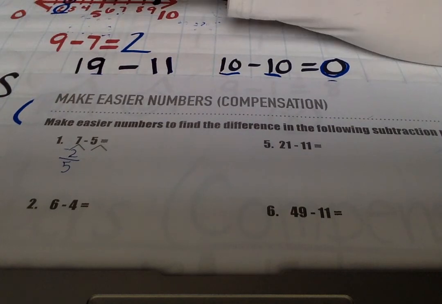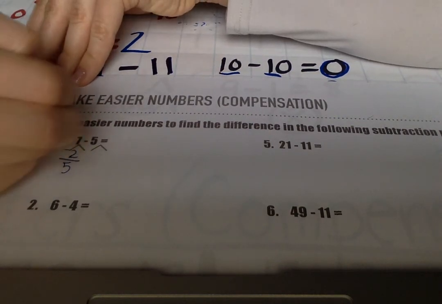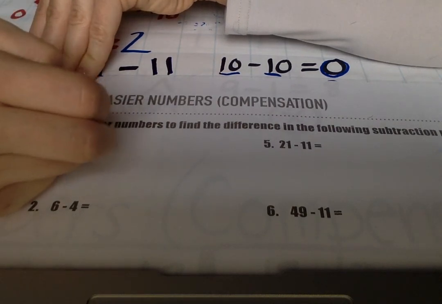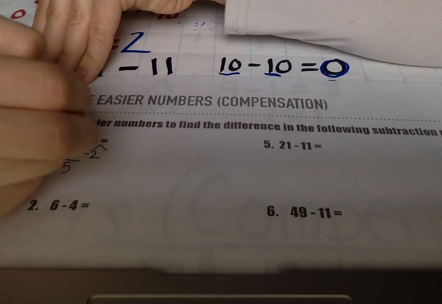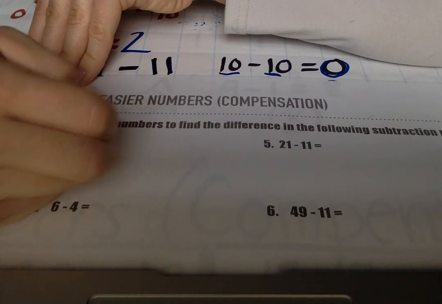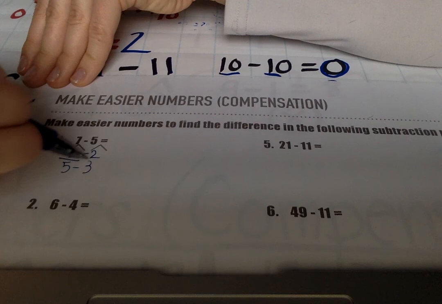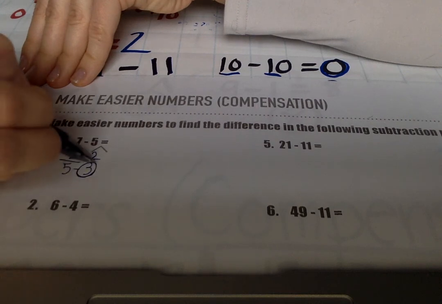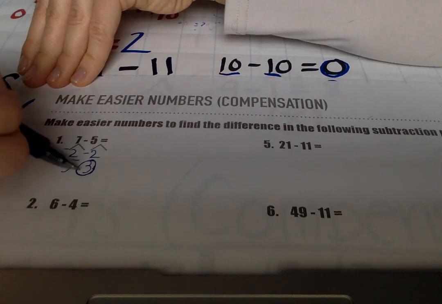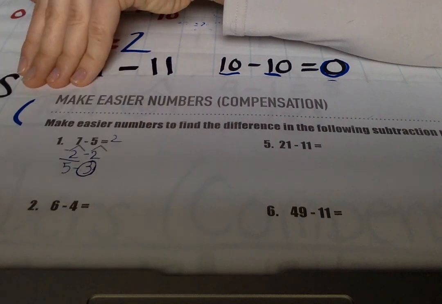But we know that there are a couple different ways that we can compensate for the fact that we took 2 away here. So one way you could compensate is by taking 2 away from this 5 and making this equation 5 minus 3. I also could have done 5 minus 5 and then added 3 back on at the end. But either way, my answer is 2. 5 minus 3 is 2. 7 minus 5 is 2.